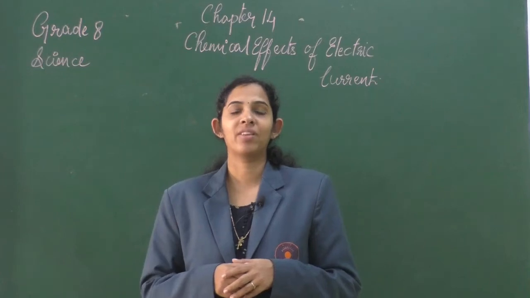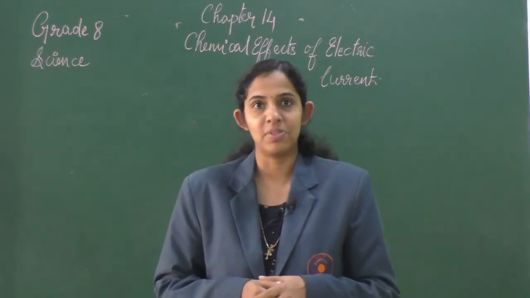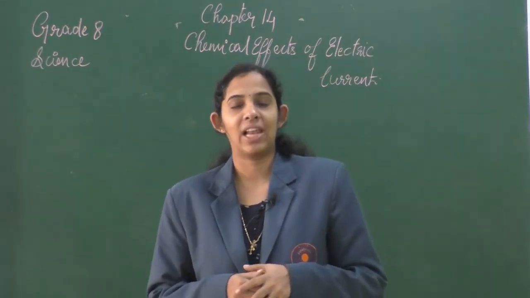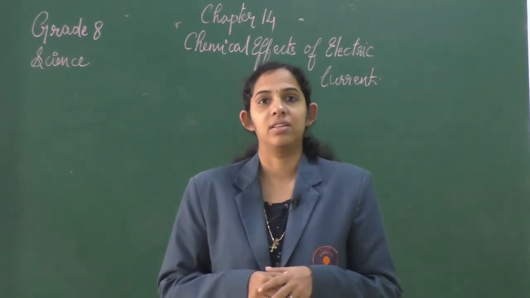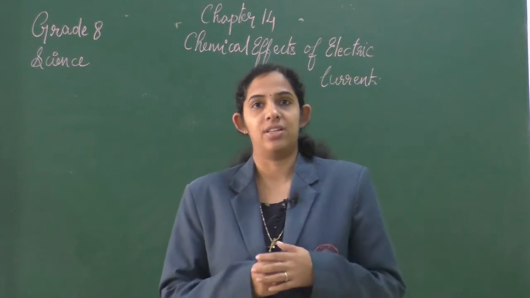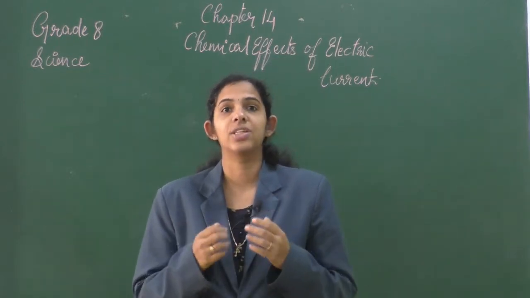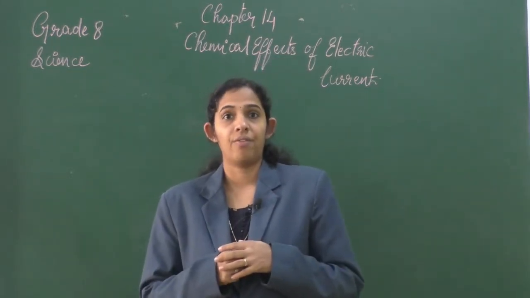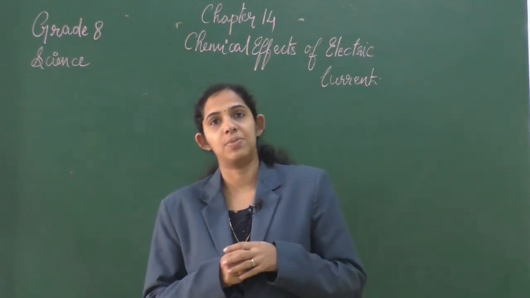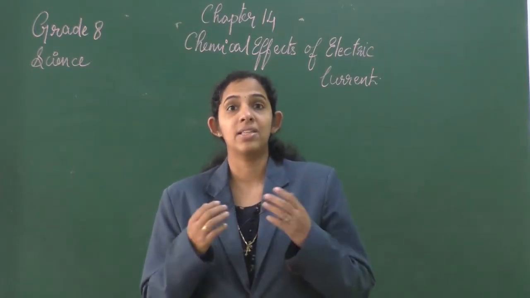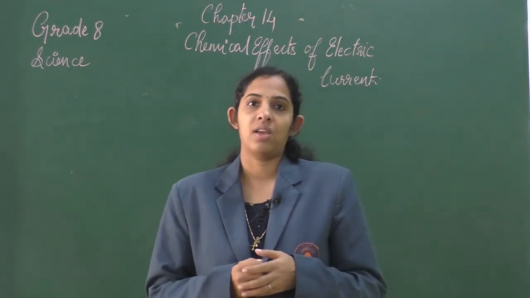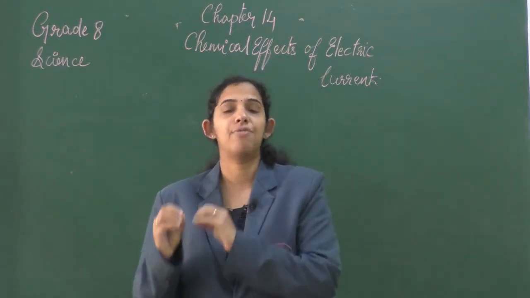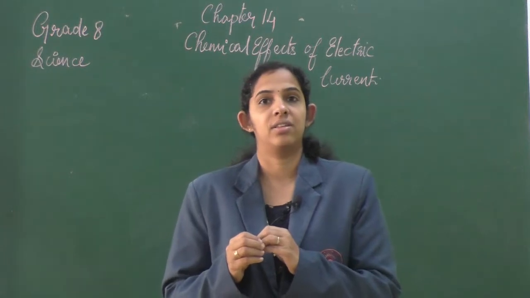In this video, we are going to do the summary of chapter 14, Chemical Effects of Electric Current. We have seen the definition of electric current and how electric current is produced. We have also learned to classify substances based on whether they can conduct electricity or not. We have also seen the different effects of electric current in this chapter.